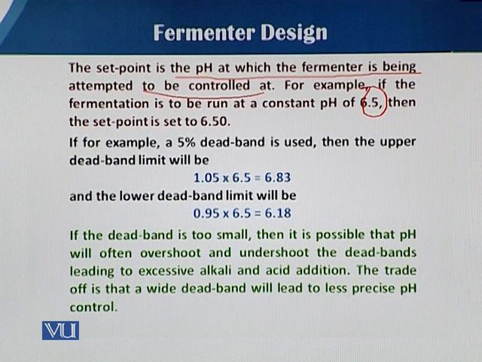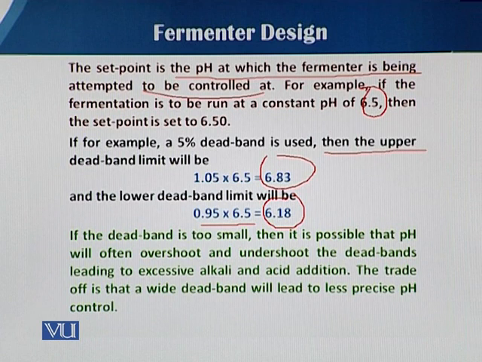By calculating that, for plus 5%, that is 105 divided by 100, meaning 1.05. Multiply by the set point, and the answer is 6.83. In the same way, for minus 5%, it is 95 over 100, meaning 0.95. When you multiply 0.95 with 6.5, the answer is 6.18. So as far as the upper band and the lower band are concerned, 6.83 pH will be the upper band and 6.18 will be the lower band.